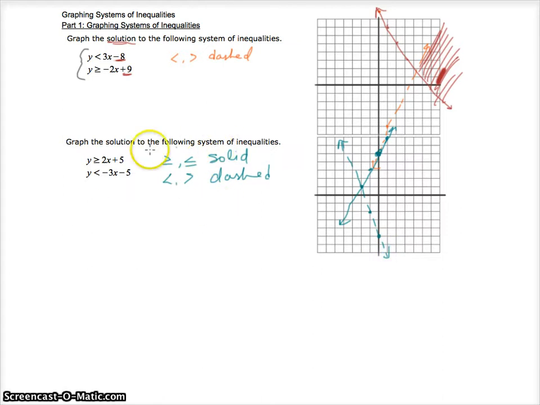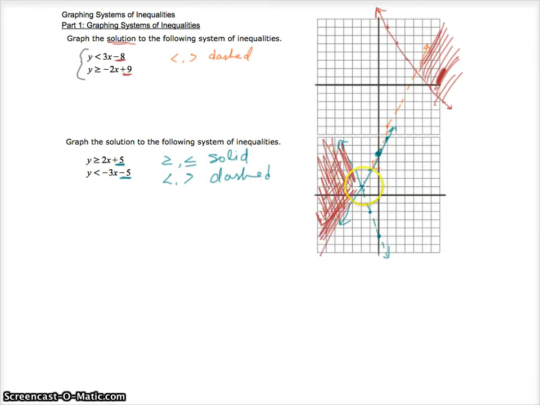Now I can shade. I need to shade greater than positive 5, so I need to shade above positive 5 and less than negative 5. So greater than positive 5 are all these values here, and less than negative 5 are all the values down here, so it's going to overlap in this corner. And that's where my solutions are at.